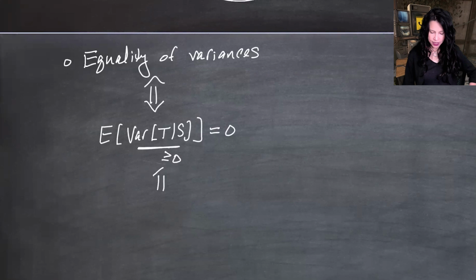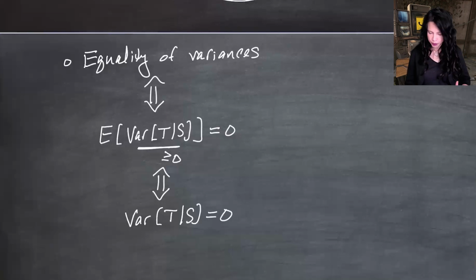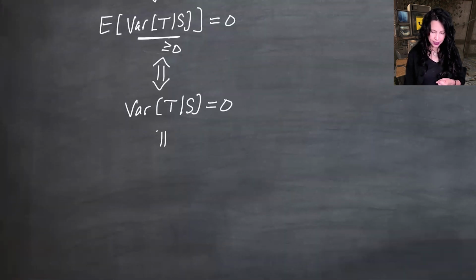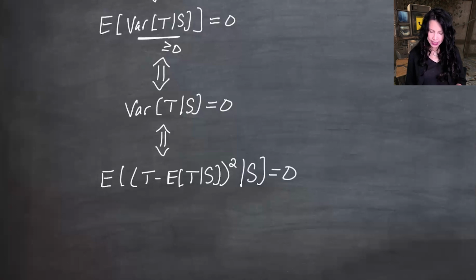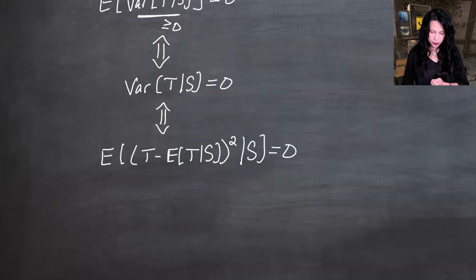So this happens if and only if the variance of T given S is 0, right? It's because the variance is not negative. You can certainly average positive and negative things and get a 0, but you can't average non-negative things and get 0 unless they were all 0. One way to define this variance is the expected value of T minus the expected value of T in that conditional universe, squared in that conditional universe. So all I did between this line and this line is write out the definition of that variance in one of two ways we have to compute variance. But again, this is non-negative.